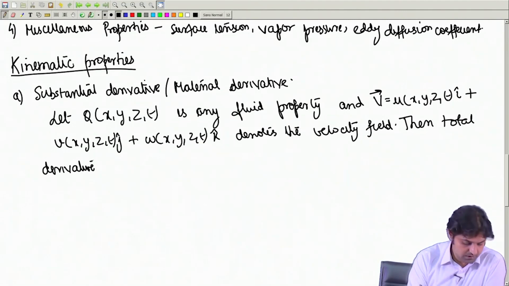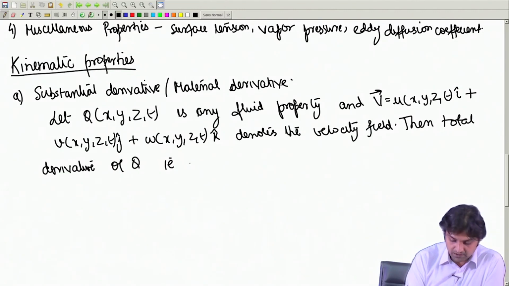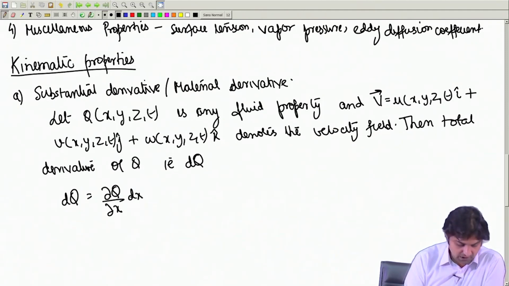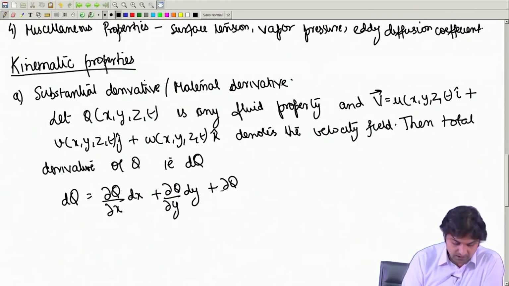total derivative of q, that is dQ. So, dq will be given as del q by del x into dx plus del q by del y into dy plus del q by del z into dz plus del q by del t into dt.